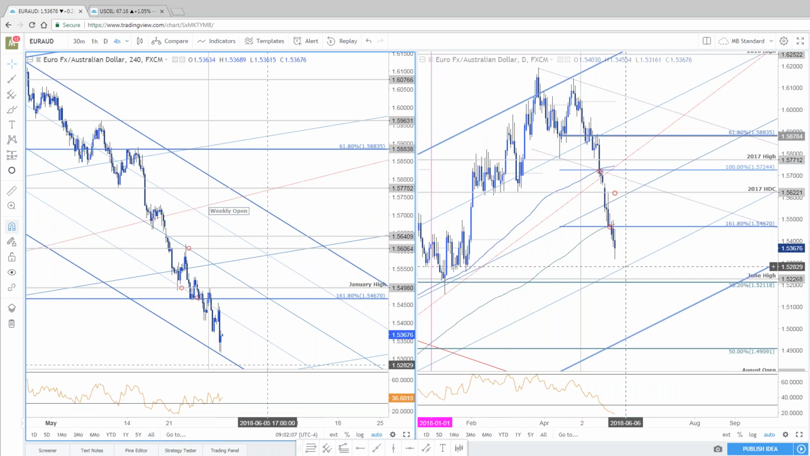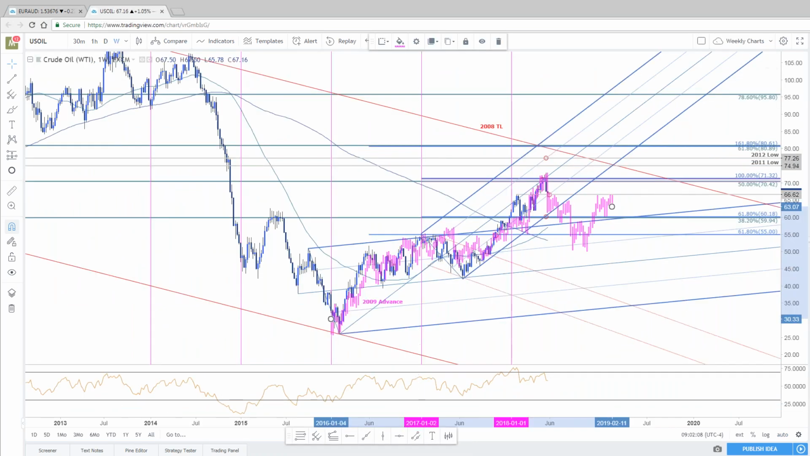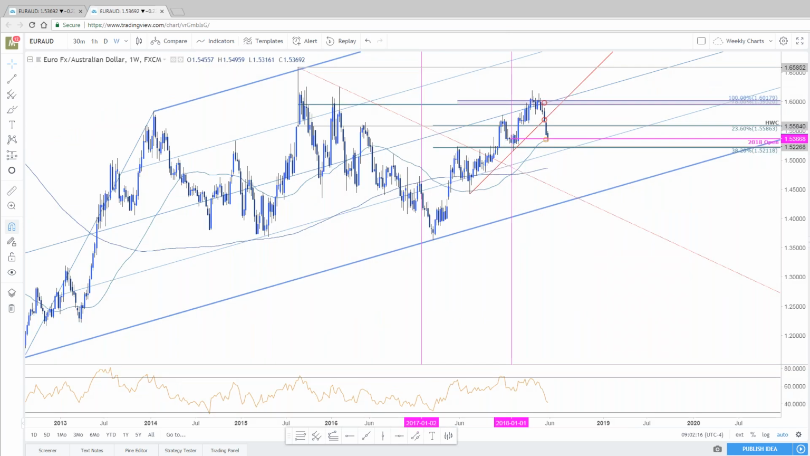Well, I guess the daily chart kind of answers your question, but let me just show you the bigger picture stuff here, because we have been following this one. Where's my Euro Aussie chart? There it is. We have been following this one. This is my issue.